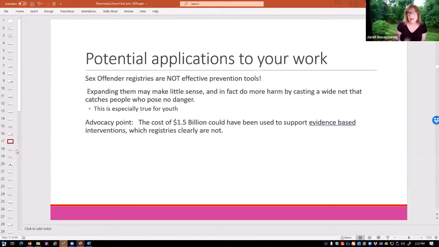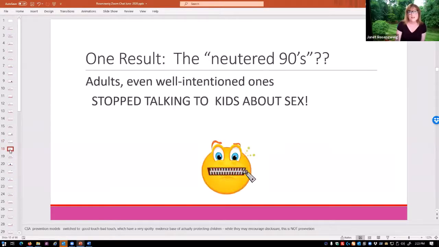So the application to our work is making sure people know that registries are not effective prevention tools. And when people come back at prevention folks asking us for evidence-based interventions, I like to remind people that registries are not evidence-based, yet we spend $1.5 billion on them every year.